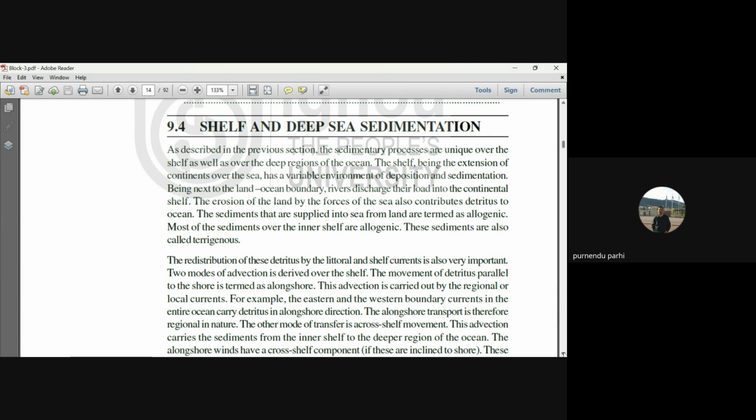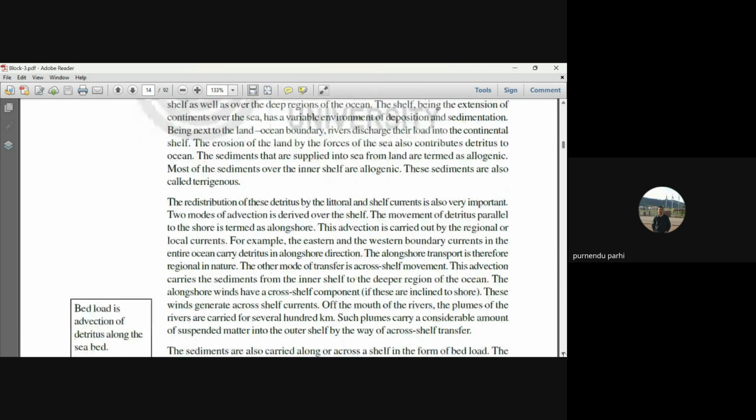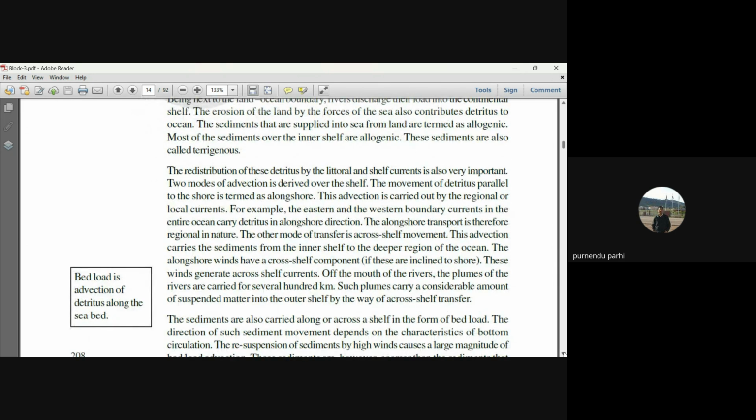The erosion of the land by the forces of the sea also contributes to the ocean. The sediments that are supplied into the sea from the land are termed as allogenic. Most of the sediments over the inner shelf are allogenic. These sediments are also called terrigenous. The redistribution of these detritus by the littoral and the shelf current is also very important.